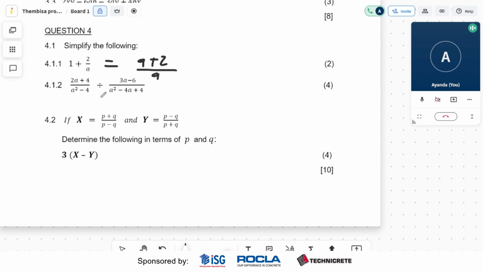Four point 1.2 is a little bit more complicated. We have (2a + 4)/(a² − 4) divided by (3a − 6)/(a² − 4a + 4). So what we're going to do is apply the rule of multiplying by the reciprocal.